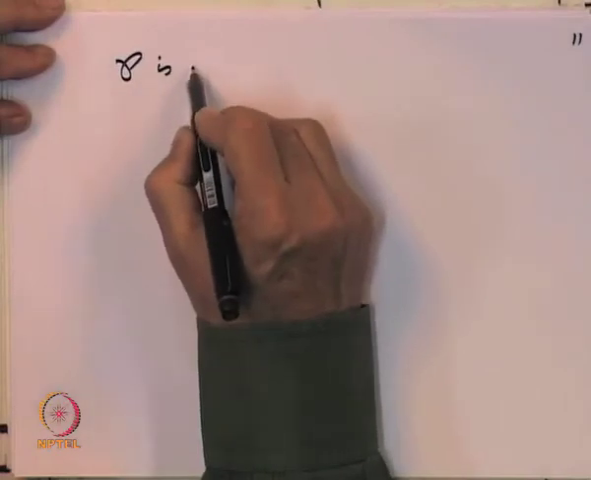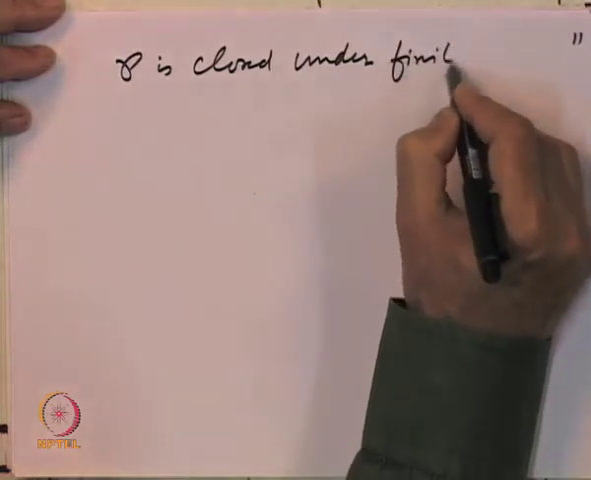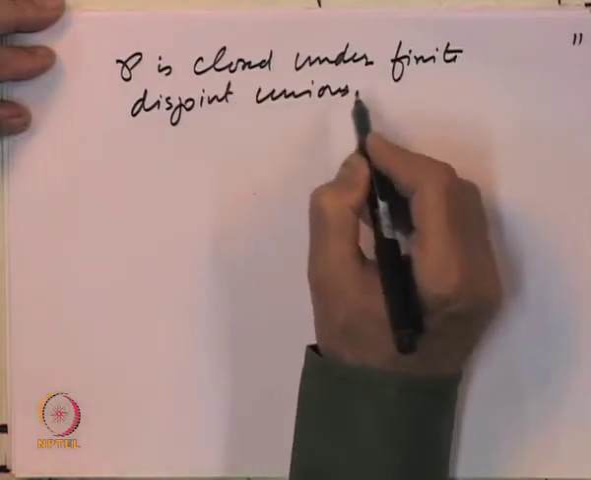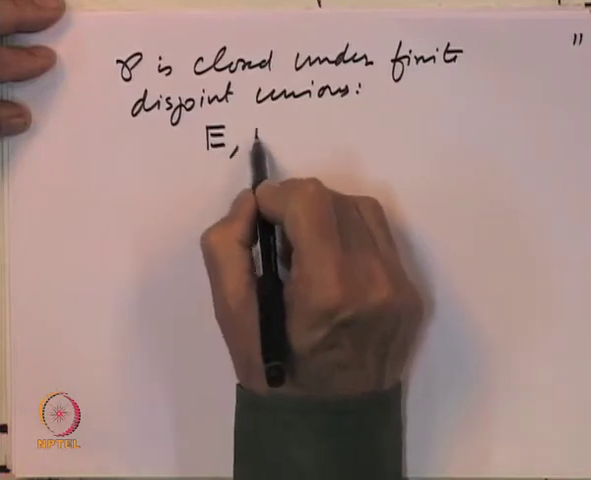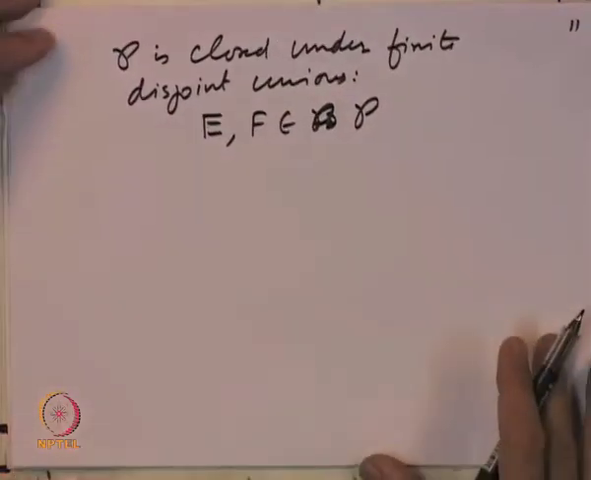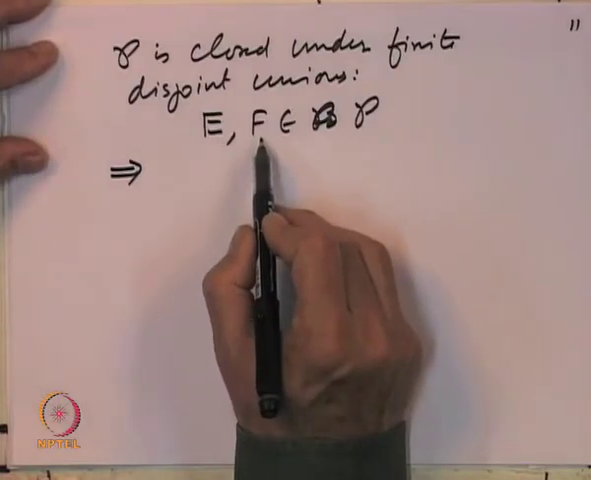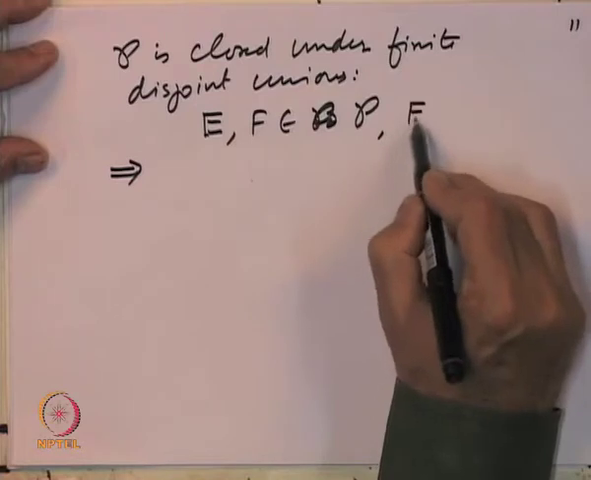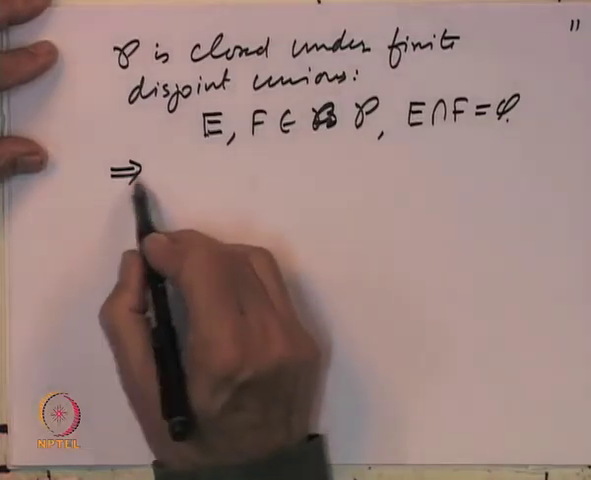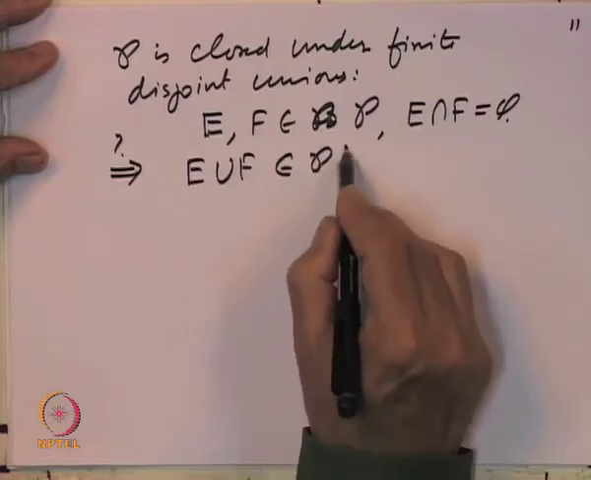P is closed under finite disjoint unions. So, for that, let us take two sets E and F which belong to the collection P. That means that for E and F the corresponding results are true, and E and F are disjoint, that is also given to us: the intersection is empty. We want to show that E union F belongs to P.